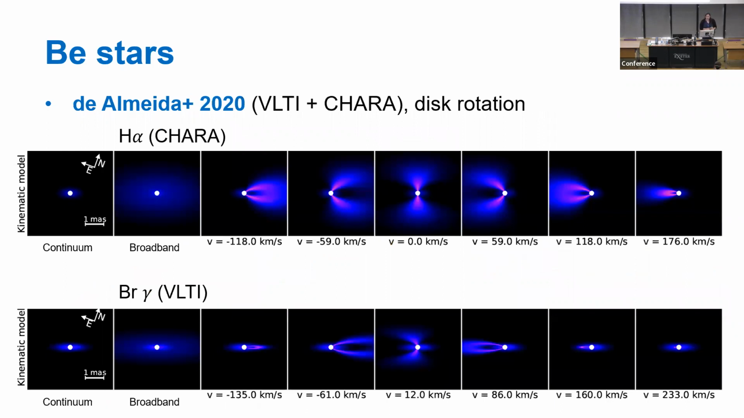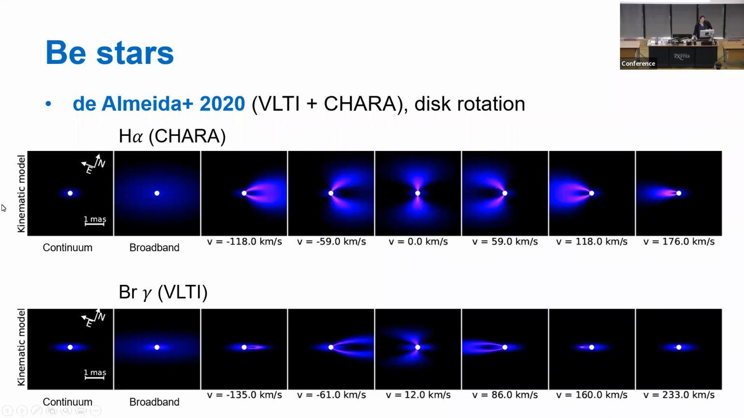This is another example for BE stars. So the top row is CHARA data looking around the H alpha emission line. Bottom row is VLTI data looking around the Brackett gamma line. The first column here is looking just at the continuum. So you're mostly seeing the BE star itself, and they were able to resolve the BE star and get the physical radius of the BE star.